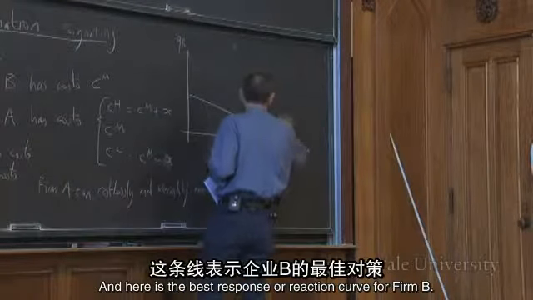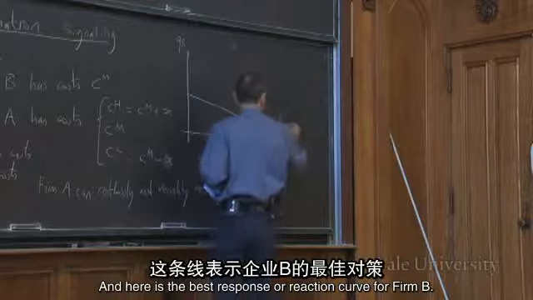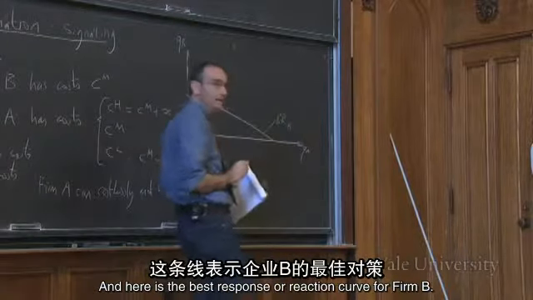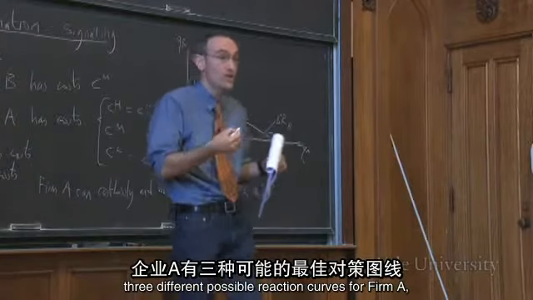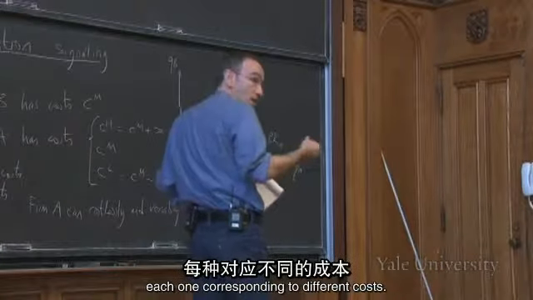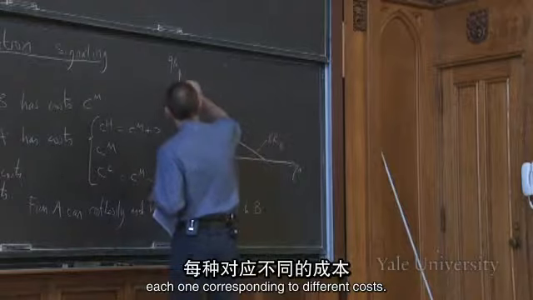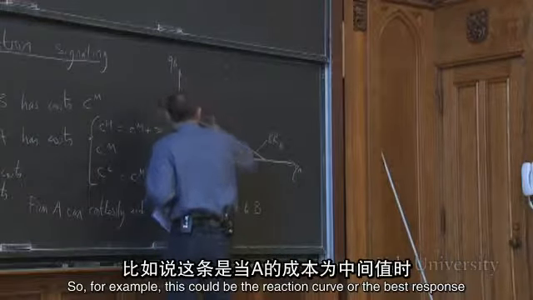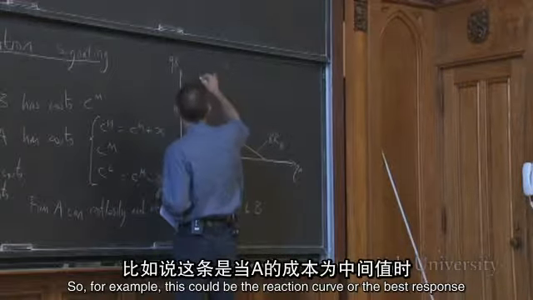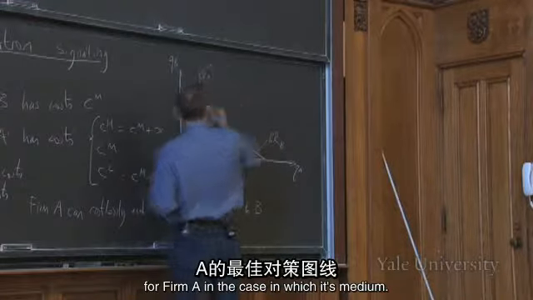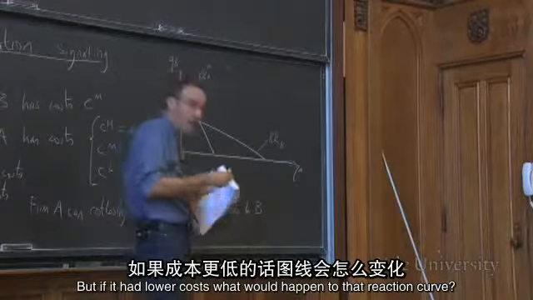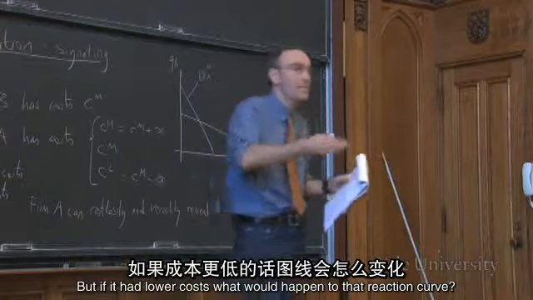And here is the best response or reaction curve for firm B. All right? And in this picture, there's going to be 3 different possible reaction curves for firm A, each one corresponding to different costs. So, for example, this could be the reaction curve or the best response for firm A in the case in which it's medium. All right? But if it had lower costs, what would happen to that reaction curve?